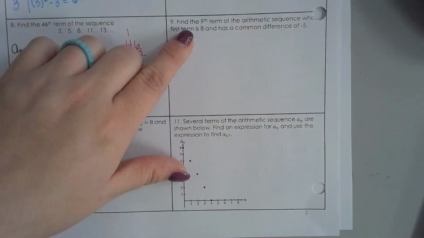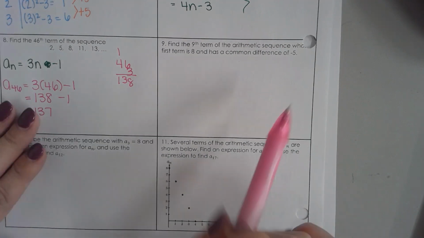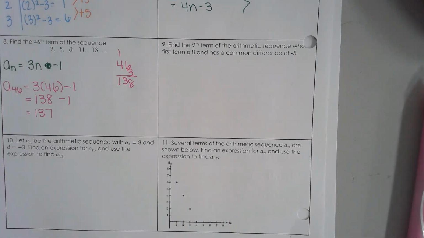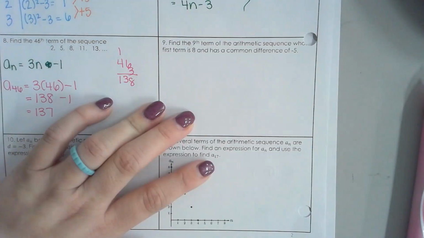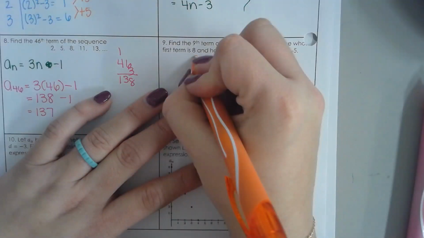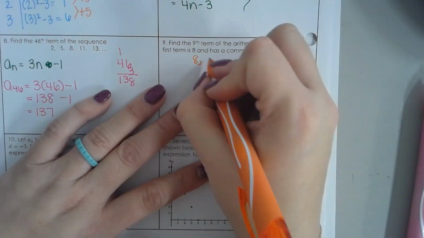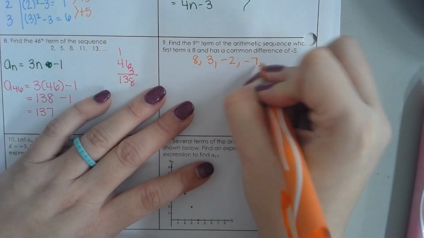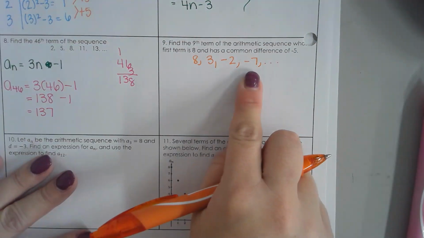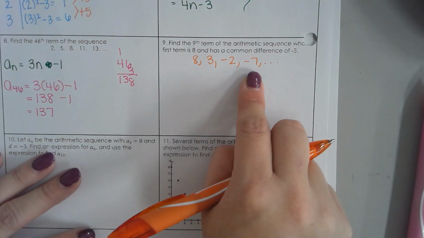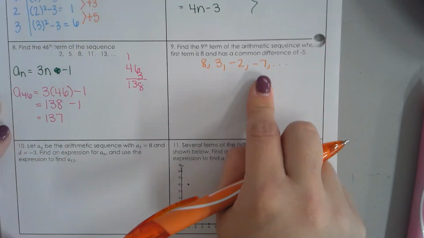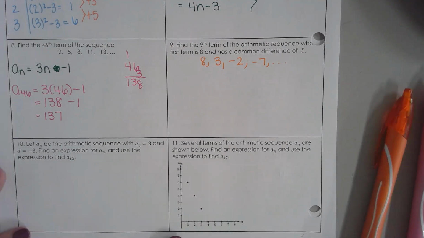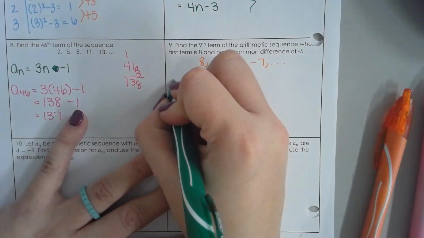It says to find the 9th term of the arithmetic sequence. So write out the first few terms. Yeah, -7. So could you keep counting until you got there? I'm going to show you the way to do it.